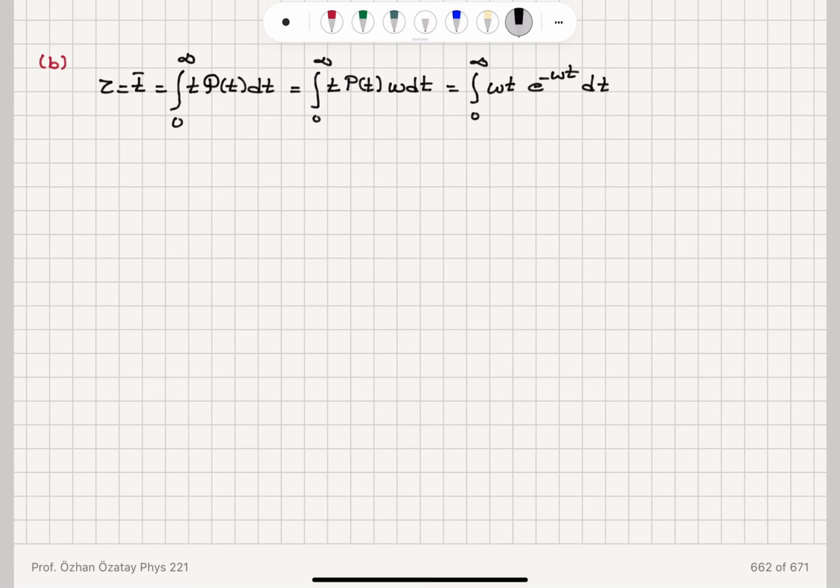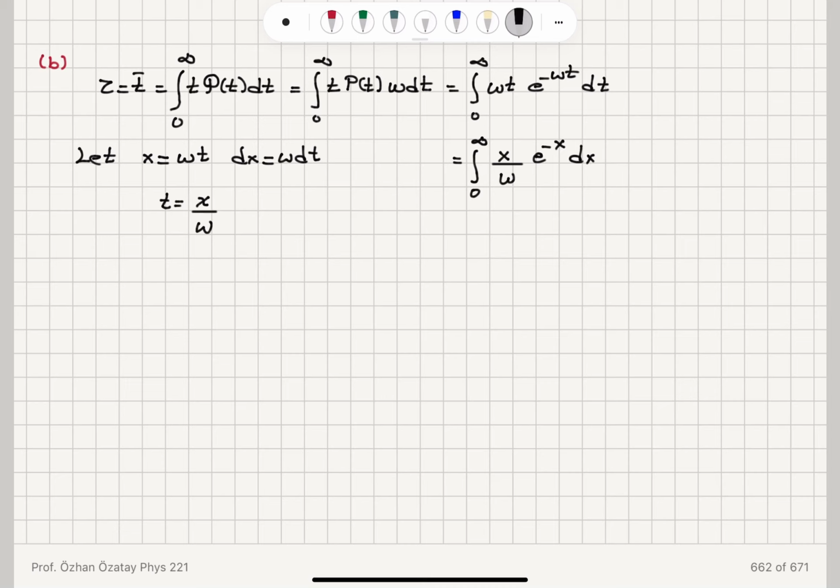dt. And let's do the same transformation. Let's have x equals omega t, dx equals omega dt, and t is x divided by omega. So with that, we have this integral becoming, at t equal to 0, x is 0, at t equal to infinity, x is infinity. For t, I substitute x over omega. For omega dt, I substitute dx, and for e to the minus omega t, I substitute e to the minus x.